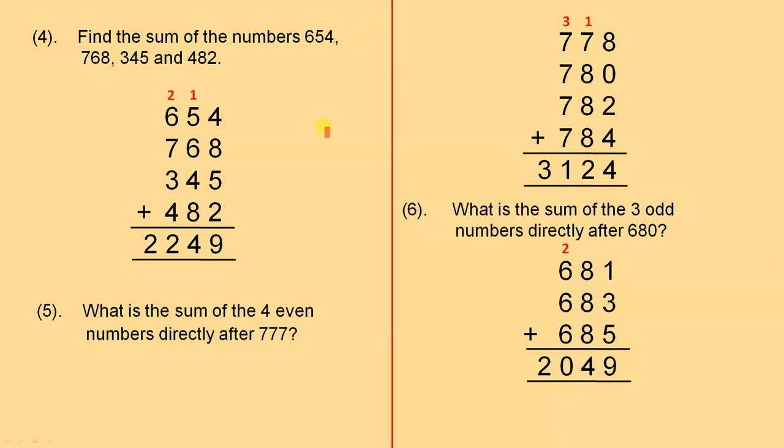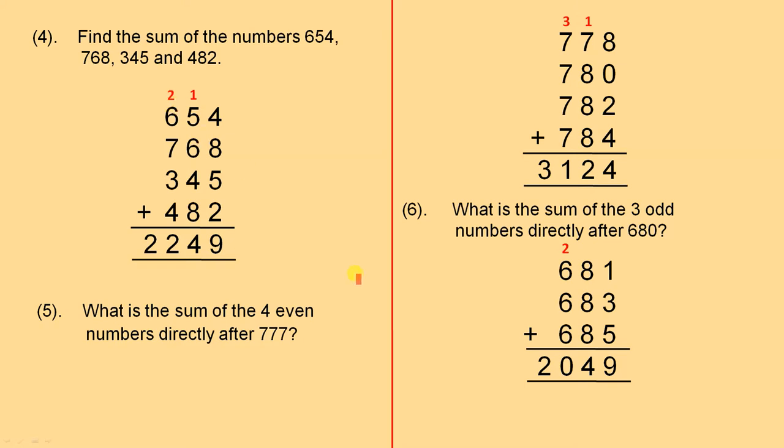Find the sum of the numbers. So there are 4 numbers there that we've written down. That one, this one, that one, and this one. When we add those together, so we add all those digits together, and we keep moving along, one column at a time, and we get 2,249. Notice these numbers here. That represents 10. And that represents 2 hundreds, because that's the hundreds column.